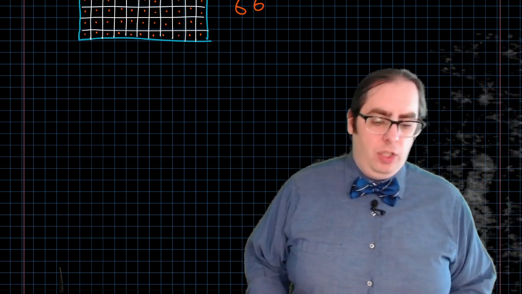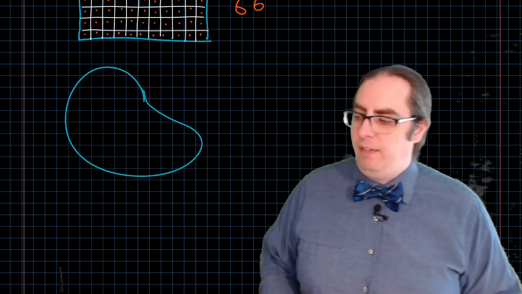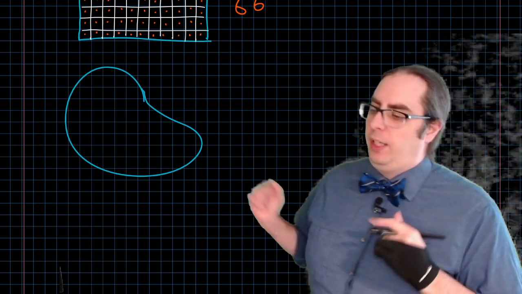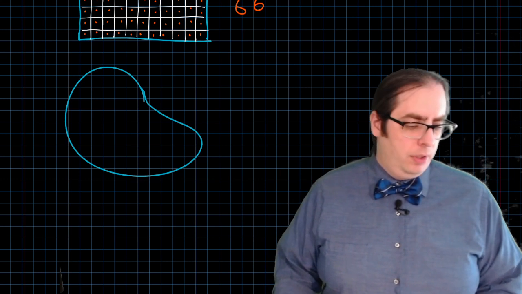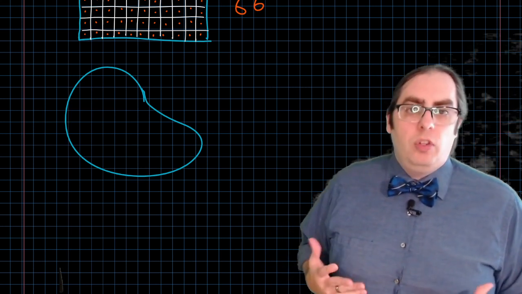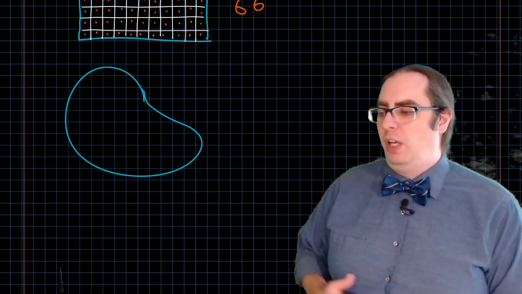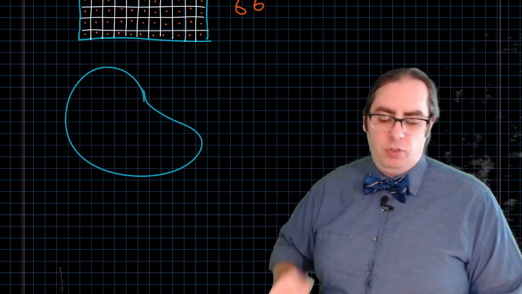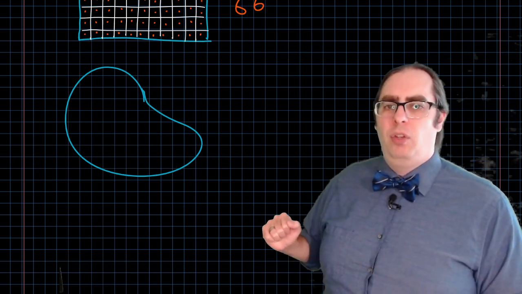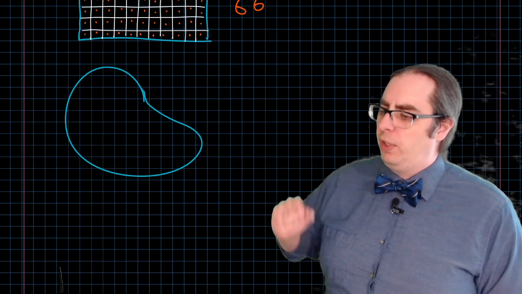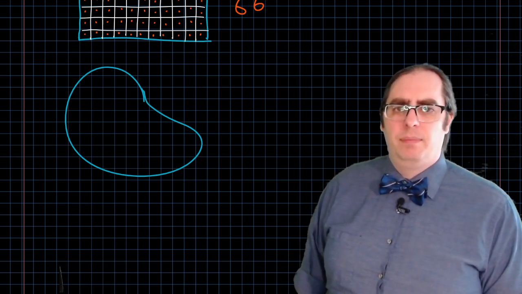But the interesting question here is what happens if you have a weird shaped region, like this kidney bean looking thing that I just sketched out? Well, you can use the same trick, and you've probably seen this, but it's been a very long time since you thought about it. You can count up all of the squares that are enclosed in this. You can make some judgment calls on the squares that are on the border, and you can get a pretty good approximation of the area.